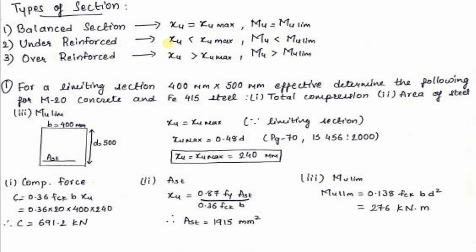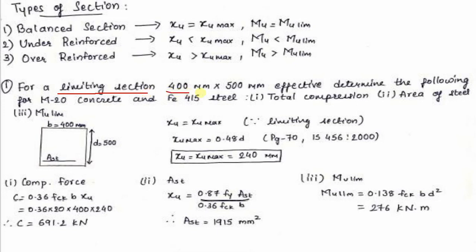The data is for a limiting section 400 mm cross 500 mm effective. Determine the following for M20 concrete and Fe415 steel. We need to find three things in this case. The first is total compression, second is area of steel, and the third is Mu lim. Going through the data again, it is mentioned that the section is a limiting section, which means it is a balanced section.